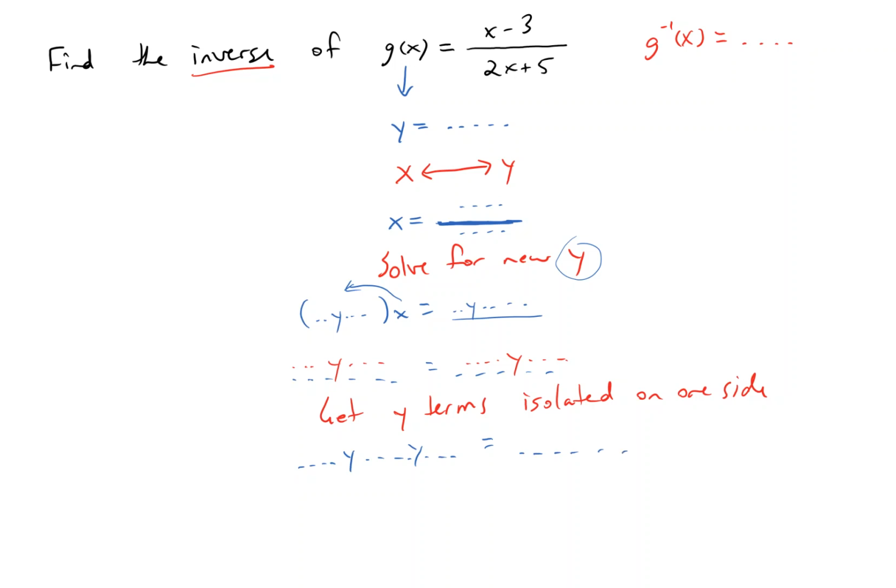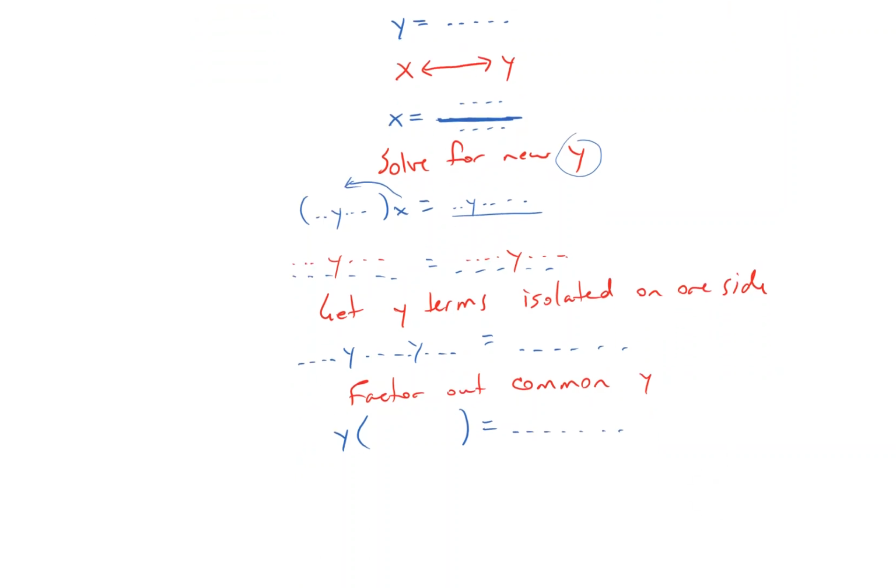So now what you're going to do, because you've got multiple y's on the left, is factor out the common y. So whether your y's are on the left or the right, go to that side and factor out the common y so that you get something like this. Y times the set of parentheses equals something without a y.